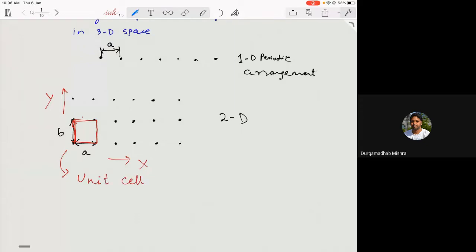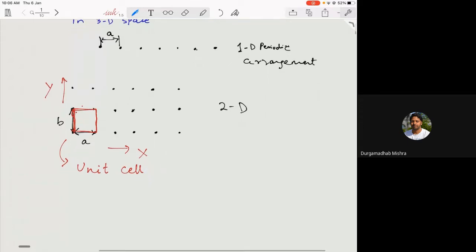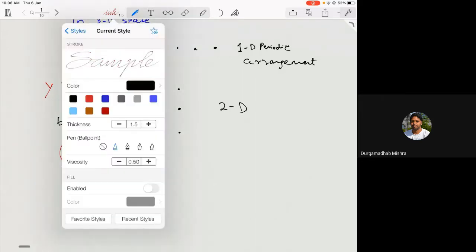So in two dimensions, if I extend or repeat this unit cell many times along the x as well as along the y axis, I can create the crystal, and basically this unit cell represents the crystal itself. This concept you can also extend to three dimensions as well.